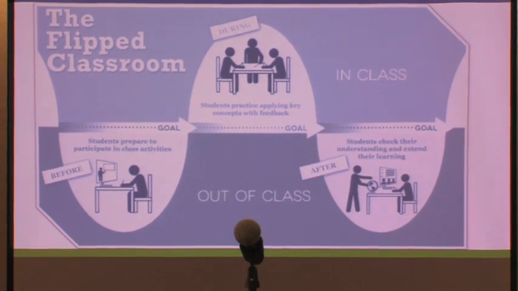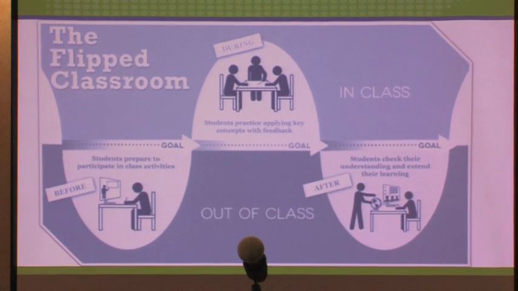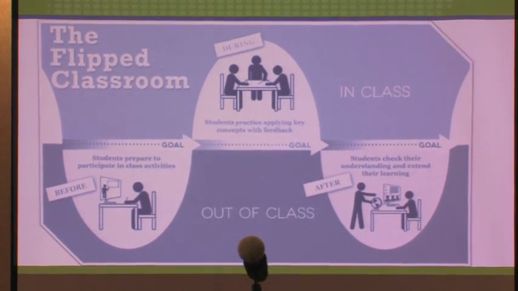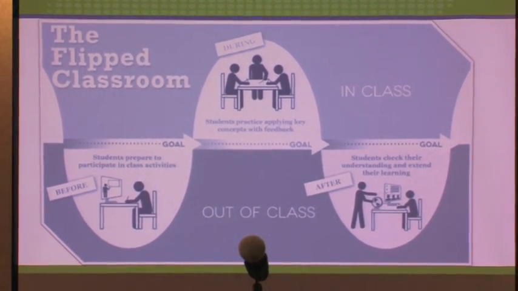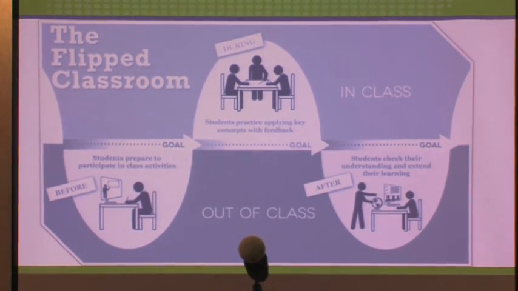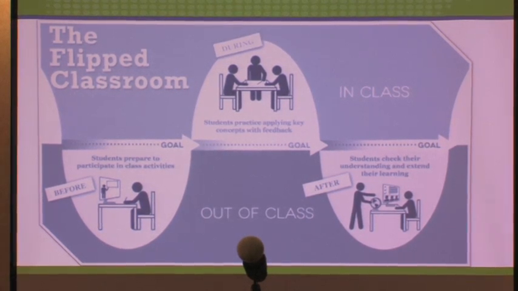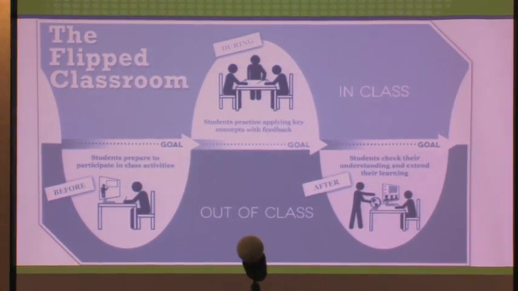The flipped model should look something like this. Students prepare to participate outside of class. Then you have activities where they're applying their concepts in class. And then after class, they check their understanding. So that should be the full cycle of learning in a flipped class. And then you see why it's flipped, because it's the complete opposite of what you normally see.